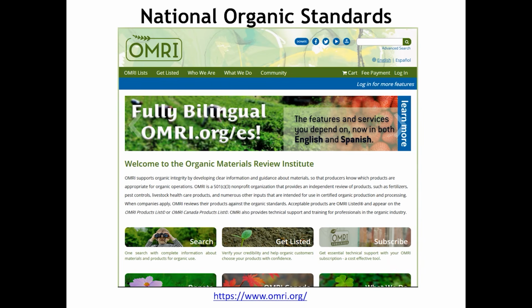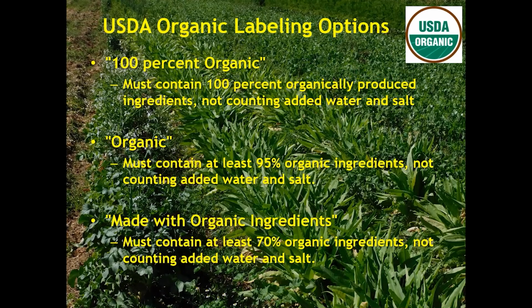The other point I want to make about organic farming is the labeling options. Often it gets confusing when you see these labels like 100% organic, organic, made with organic ingredients. So I just have this slide here trying to explain that. 100% organic means it must contain 100% organically produced ingredients. That does not include water and salt. Other than that, it has to be 100% organically produced ingredients.